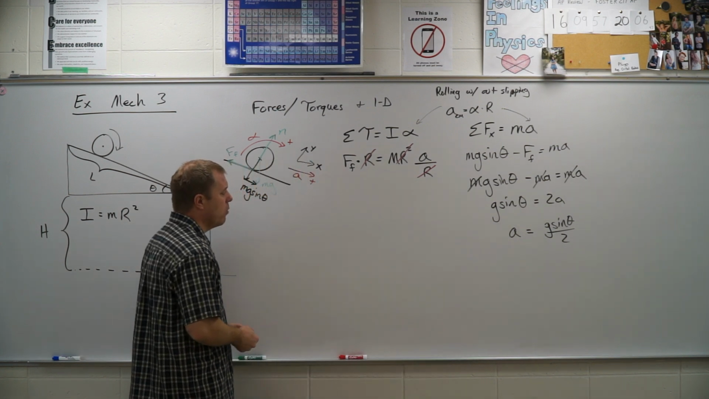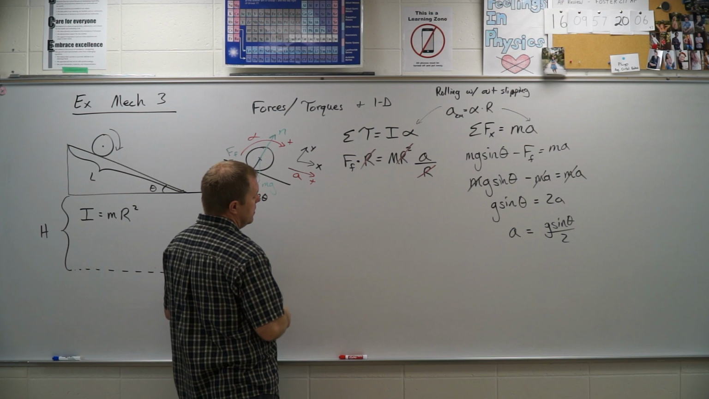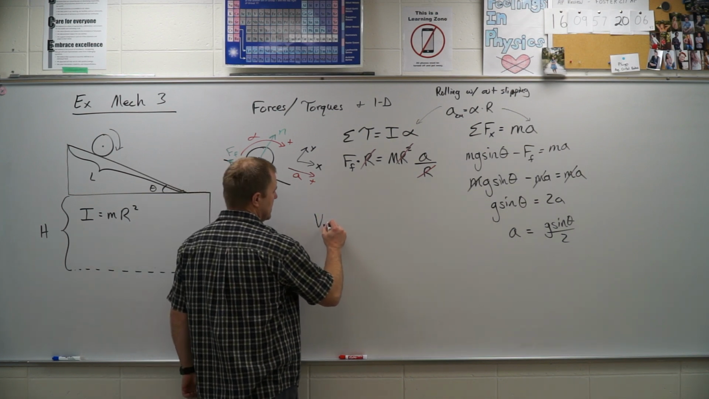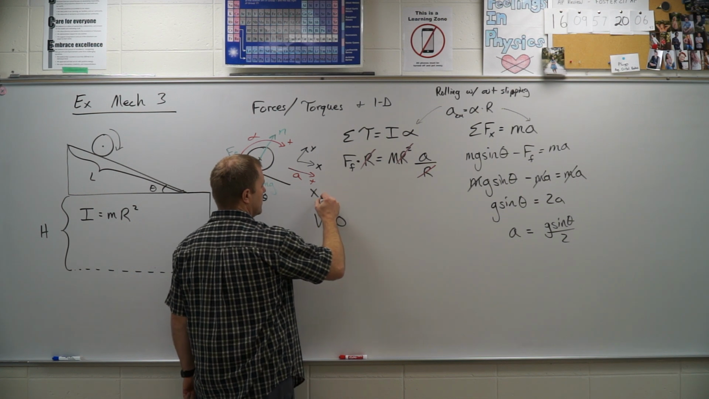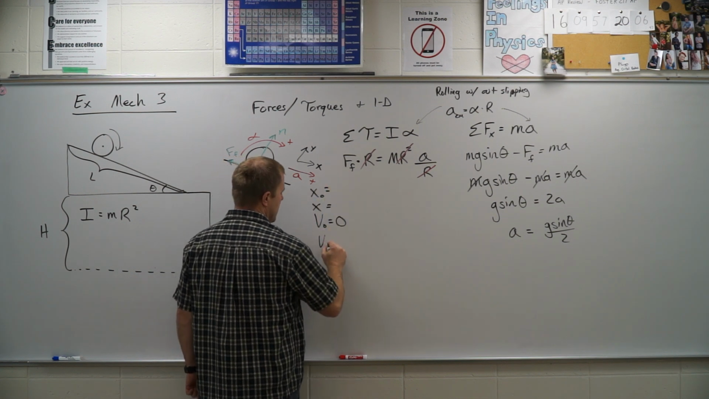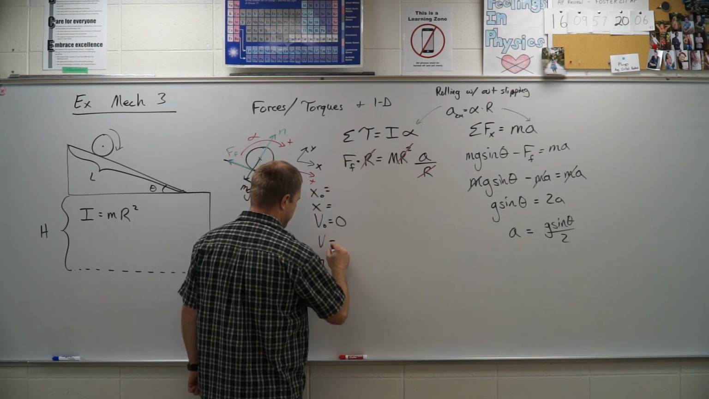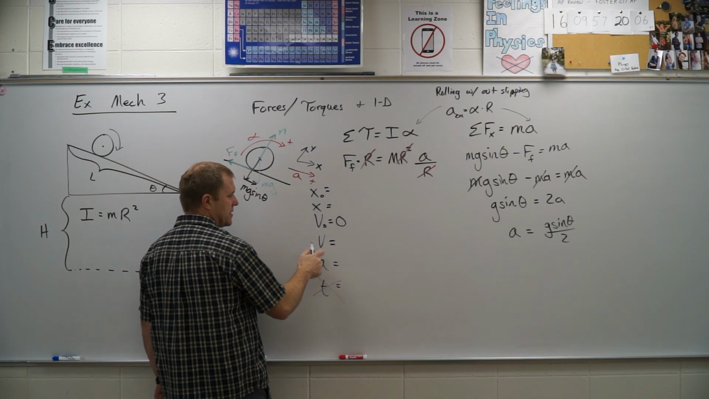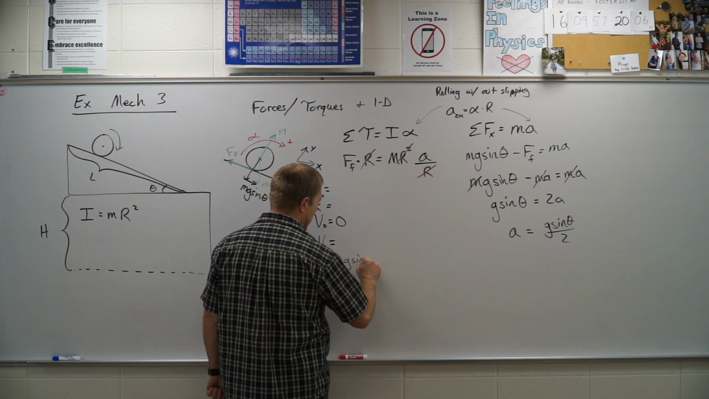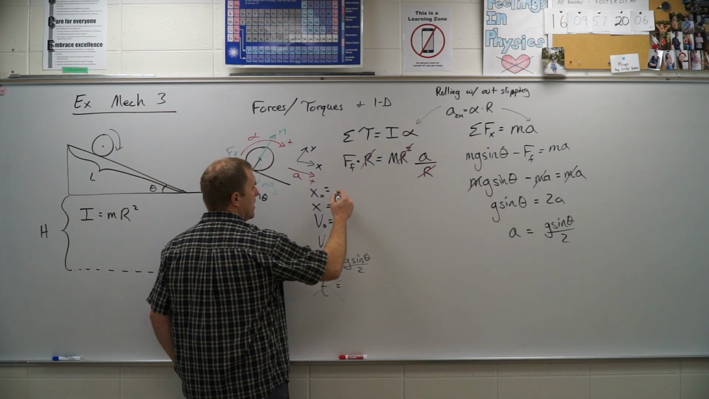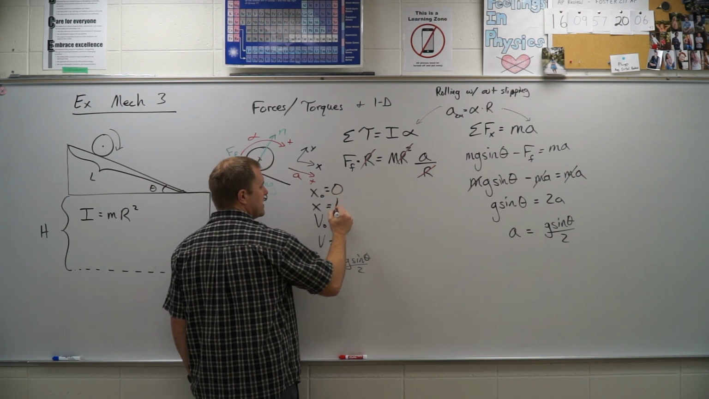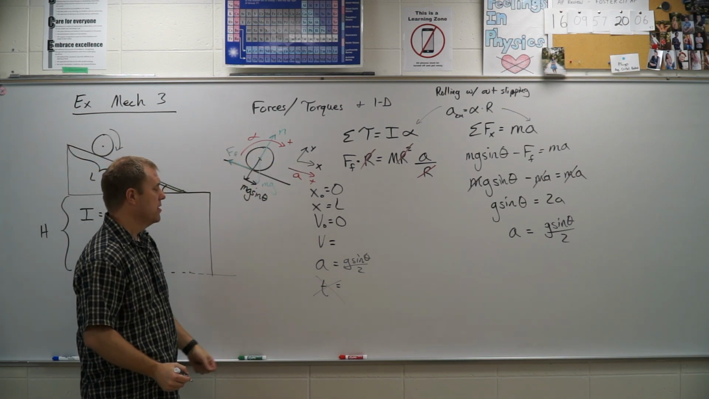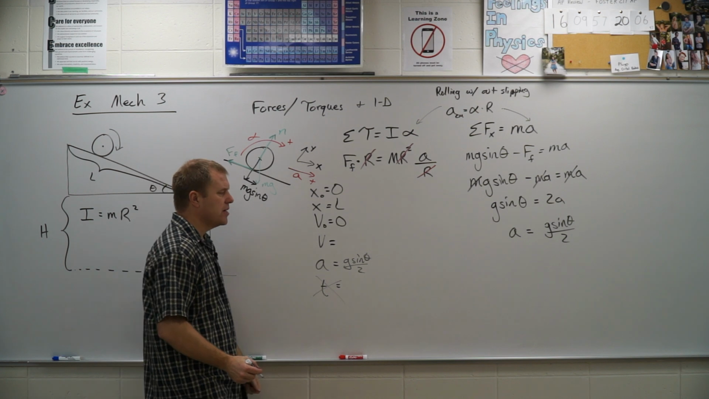Now I can set up my 1D motion problem. So for my 1D motion problem, I know the initial velocity is 0. x naught, x, v naught, v, a, and t. So I'm trying to find that final velocity. I know this is going to be my g sine theta over 2. And I know that it's going to travel a distance L in my positive x direction. So I'm just trying to find the final velocity, equation without t.